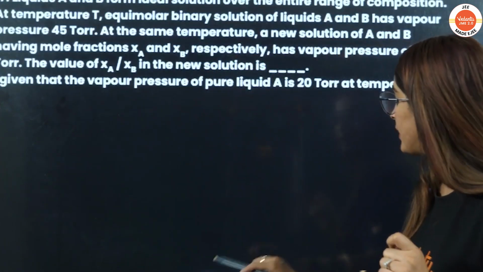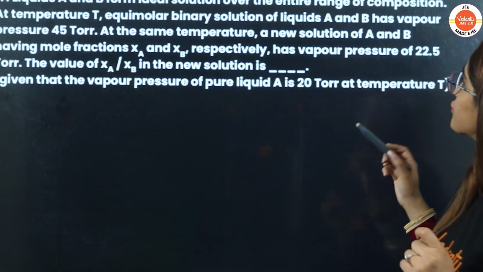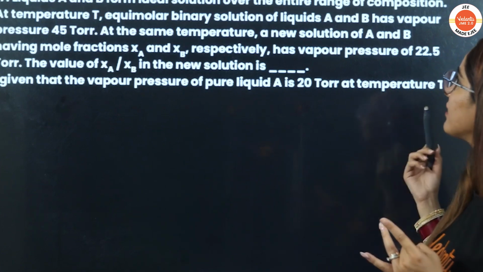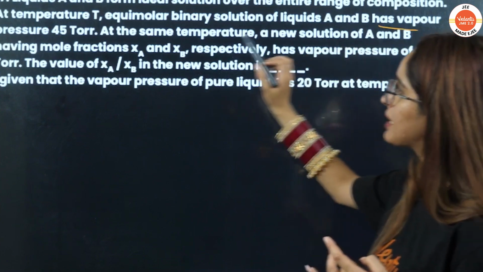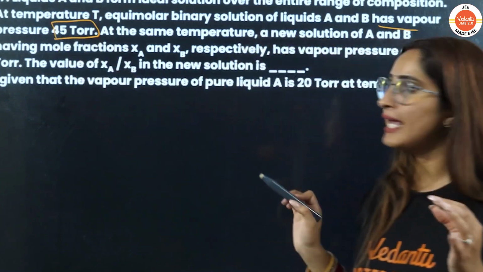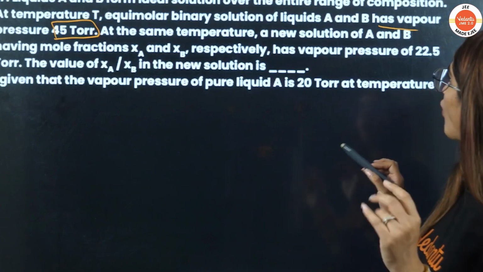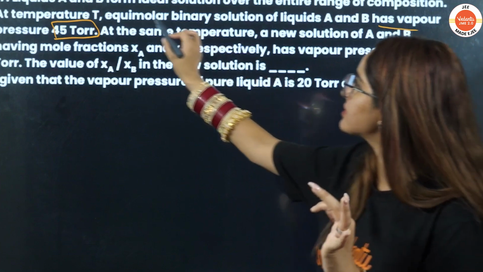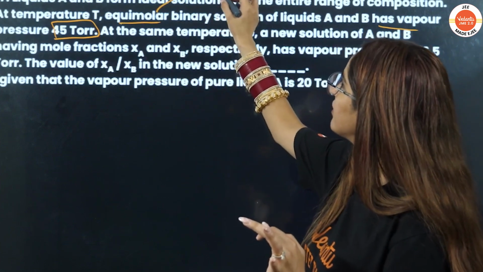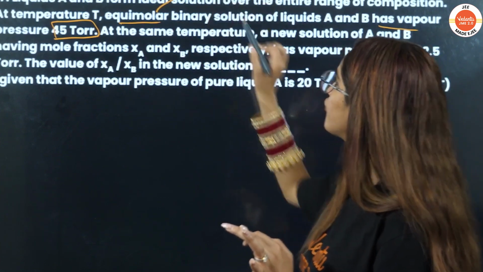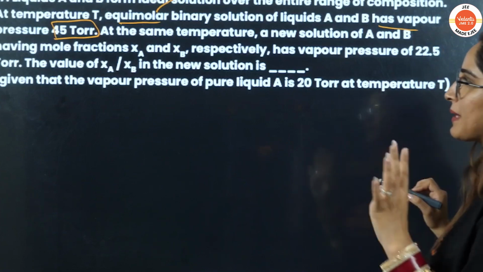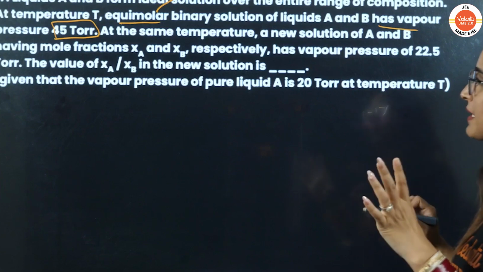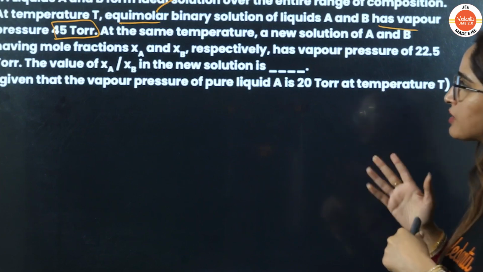Next is: liquid A and liquid B form an ideal solution over the entire range of composition at temperature T. An equimolar binary solution of liquid A and B has vapor pressure 45 torr. See, they have given you two liquids A and B over the entire range of composition. Equimolar means here the mole fraction of A is equal to the mole fraction of B. It has vapor pressure 45, that means the total vapor pressure PT is 45.